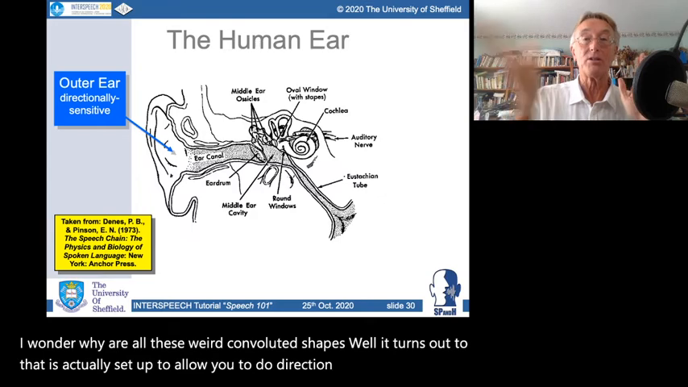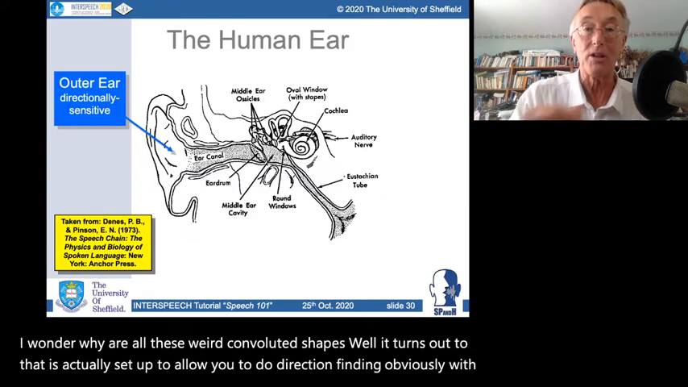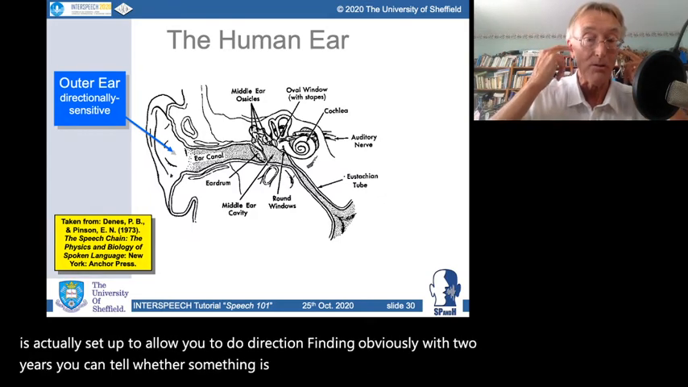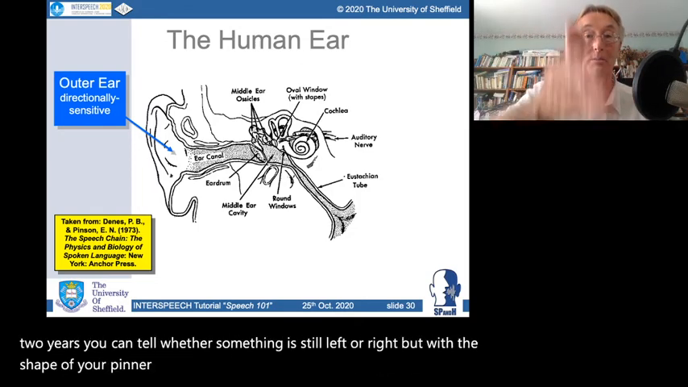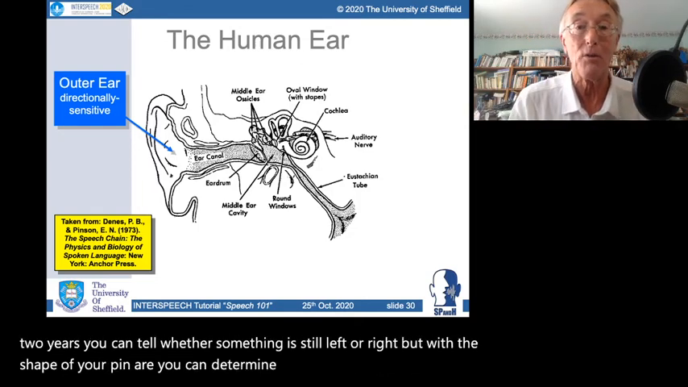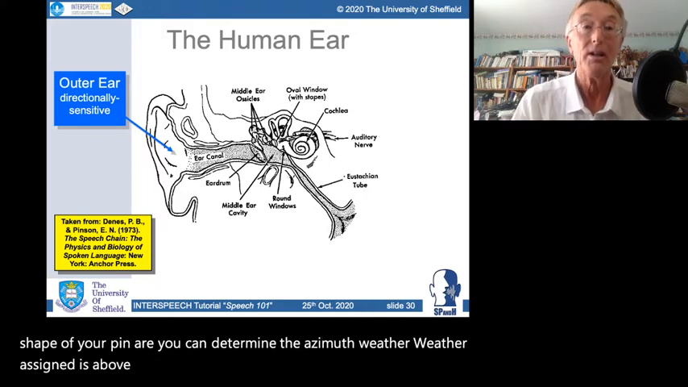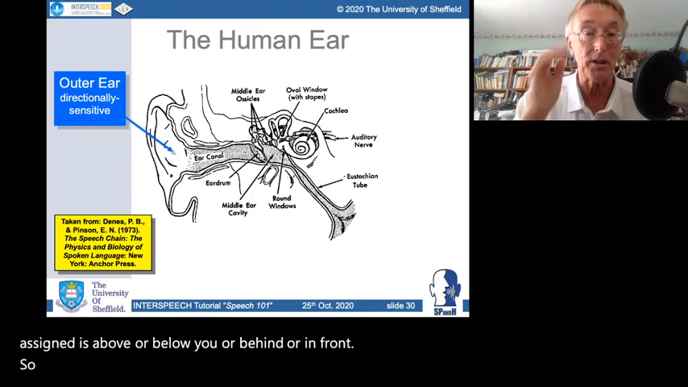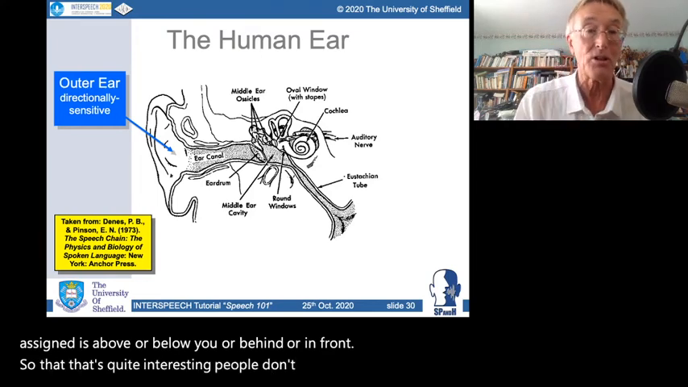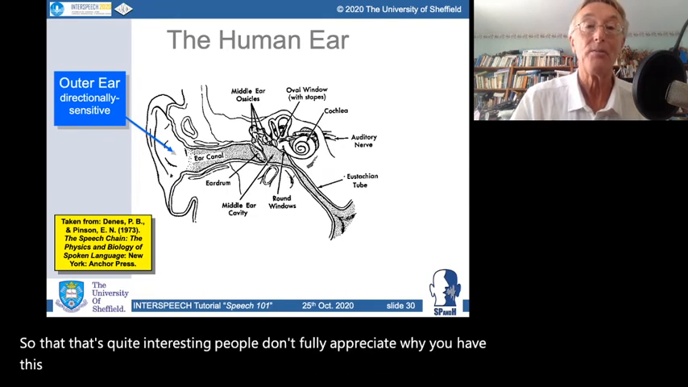Obviously, with two ears, you can tell whether something is to the left or right. But with the shape of your pinna, you can determine the azimuth, whether a sound is above or below you, or behind or in front. So that's quite interesting. People don't fully appreciate why you have this funny shape here. So that's the outer ear.